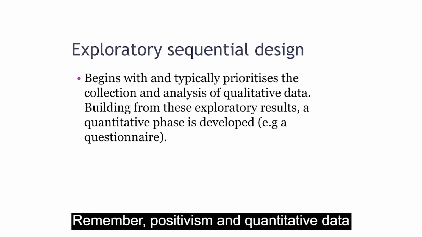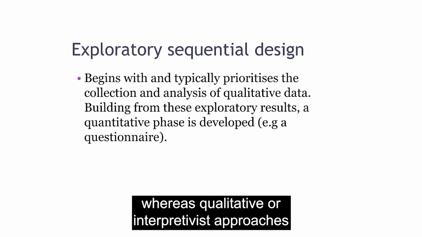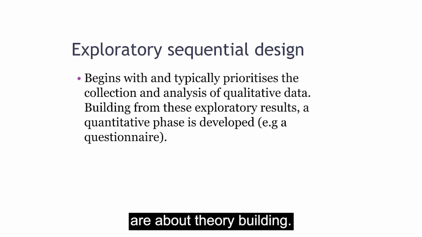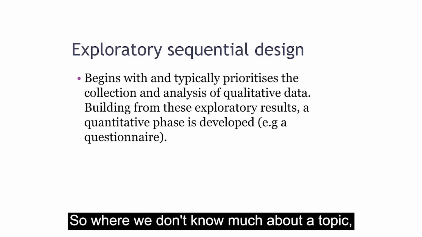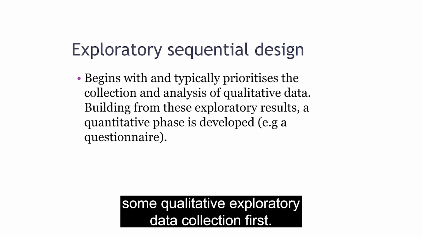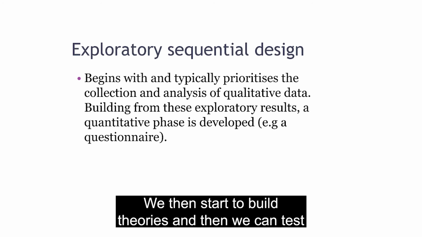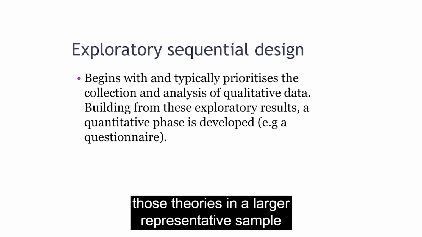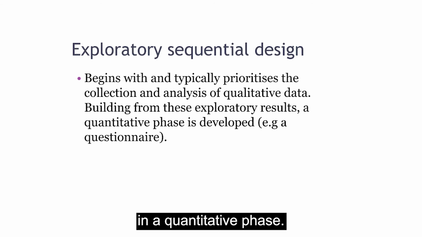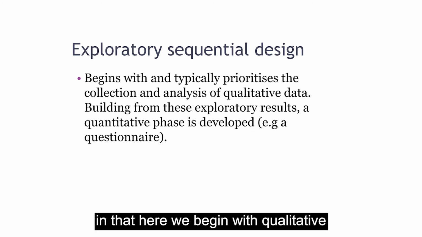And remember, positivism and quantitative data is all about theory testing, whereas qualitative or interpretivist approaches are about theory building. So where we don't know much about a topic, you might need to do some qualitative exploratory data collection first, and then we have an idea. We then start to build theories, and then we can test those theories in a larger representative sample in a quantitative phase. So it's the reverse of our explanatory sequential design, in that here we begin with qualitative and then we move on to quantitative.